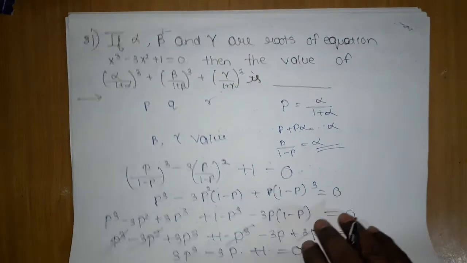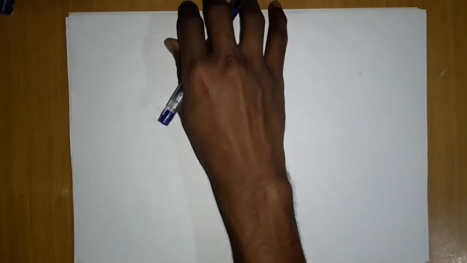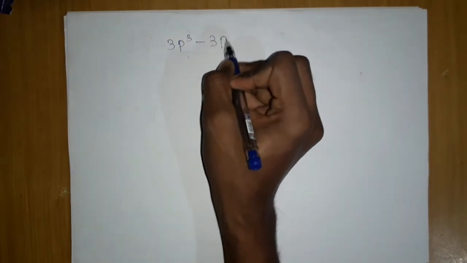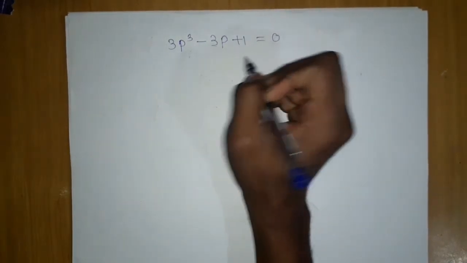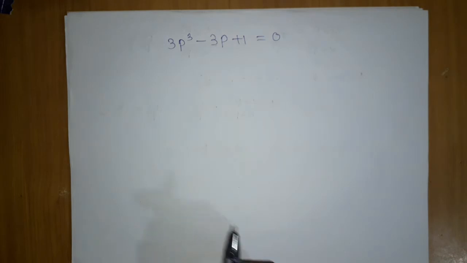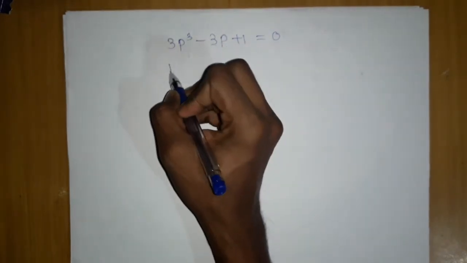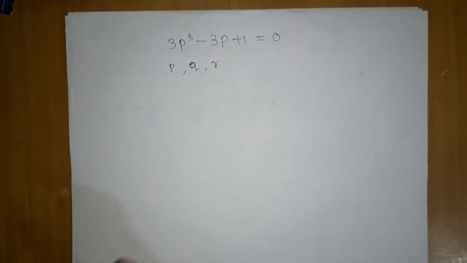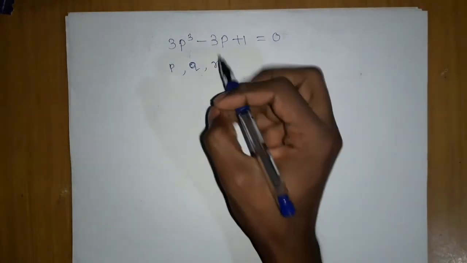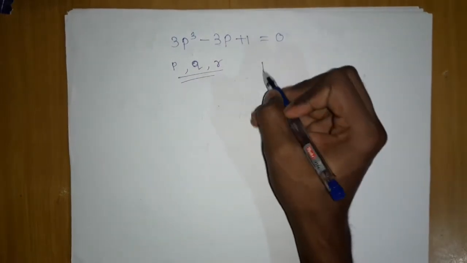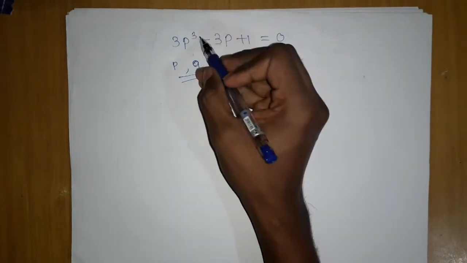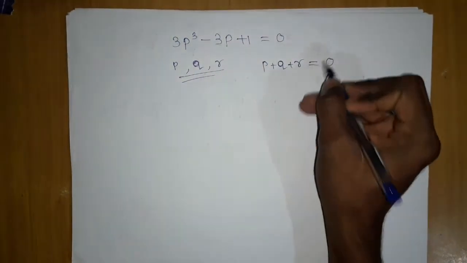Now let me take the next page, and then we will continue. So what equation did we get? The equation we got is 3p cube minus 3p plus 1 should be equal to 0. Now its roots are p, q, r, because if it is true for p, then q and r are also roots, so it will be true for all of these. So p plus q plus r: the square term is missing, so it is equal to 0.